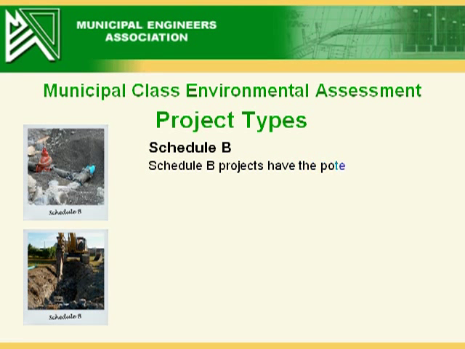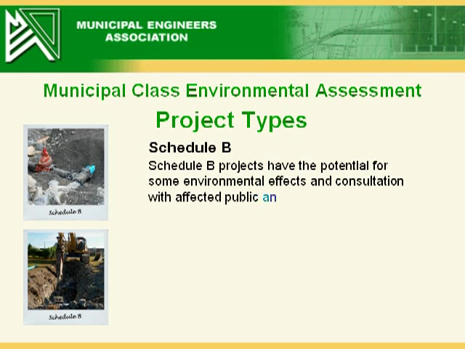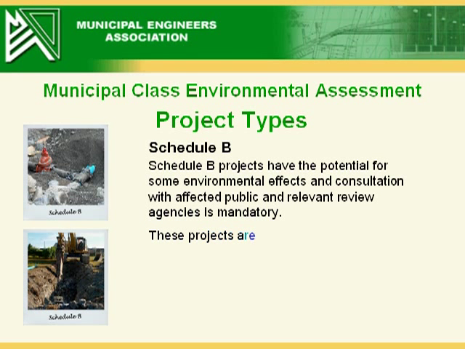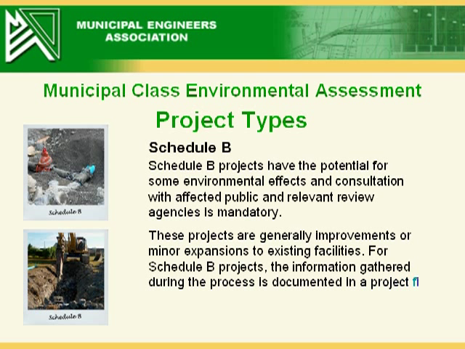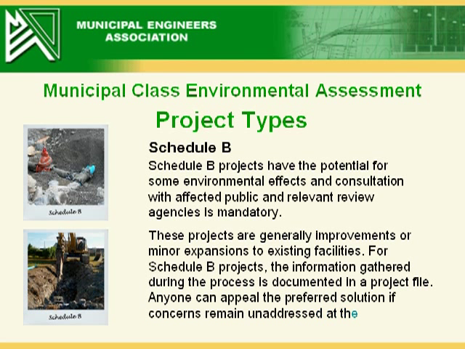Schedule B projects have the potential for some environmental effects, and consultation with affected public and relevant review agencies is mandatory. These projects are generally improvements or minor expansions to existing facilities. For Schedule B projects, the information gathered during the process is documented in a project file. Anyone can appeal the preferred solution if concerns remain unaddressed at the conclusion of the process.